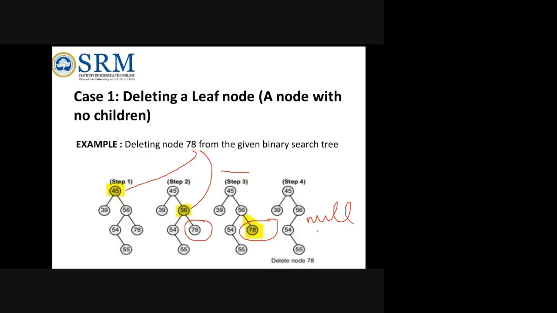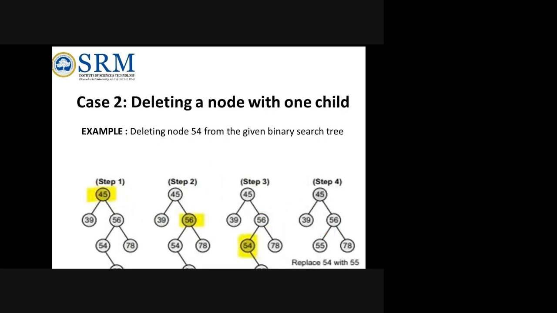That's it. But when you come for one-child deletion, that is, deleting 54. 54 in the sense, I think it is, yeah, this has only one child. It is having only one child. That is the meaning. A node with one child. In that case, what value will take the place of 54? That is the meaning. What value will take the place of 54? So 45 is compared with 54. It is greater. So it should come here. Then it is compared with 56, greater.